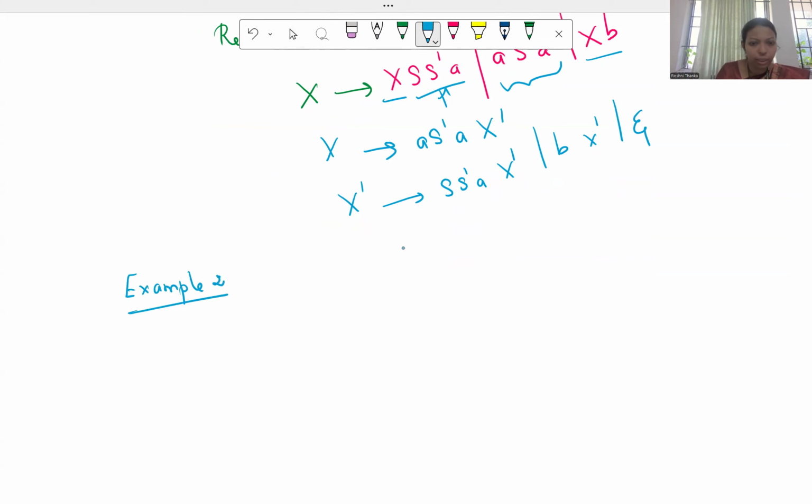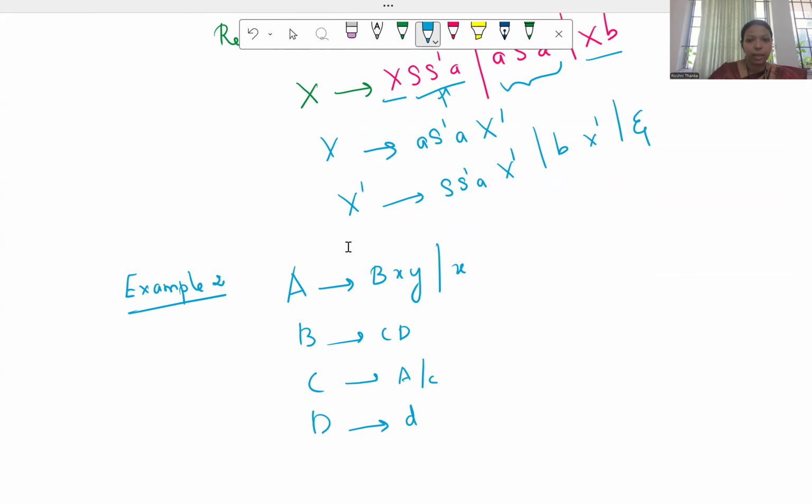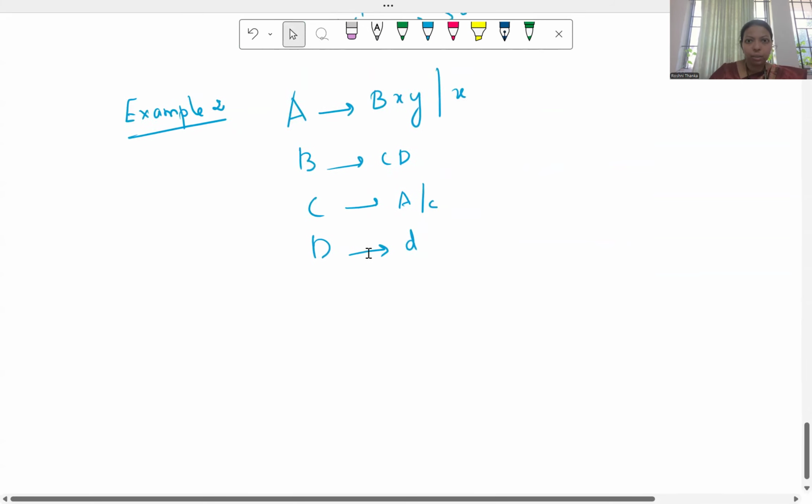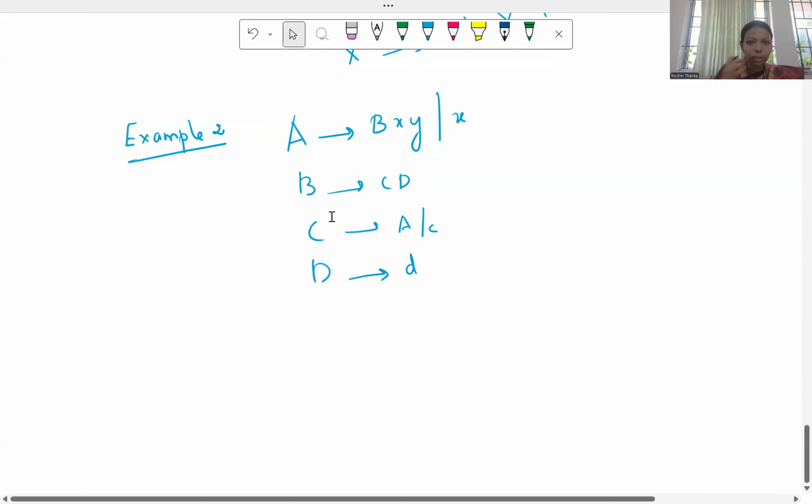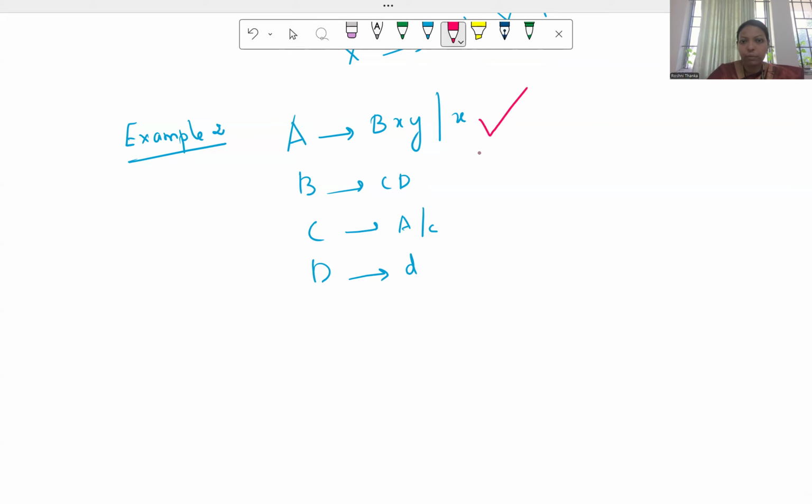Example 2. Here let me take a grammar. A tends to BXYX, and B tends to CD, and C tends to Ac, where c is small c, and D tends to D. So this is my grammar, a context-free grammar, and we have to remove the left recursion. If you look at this, there is no direct left recursion. Here also, there is no left recursion.